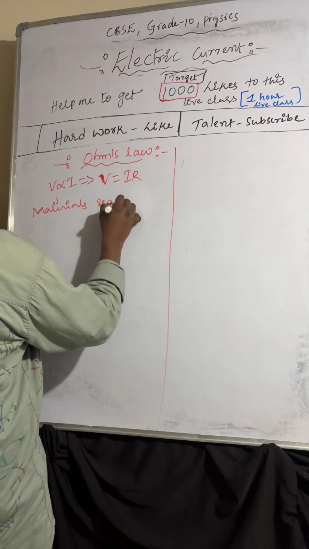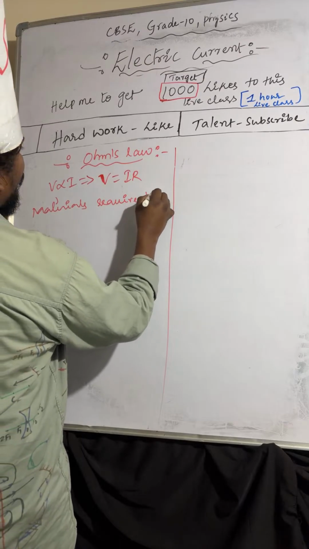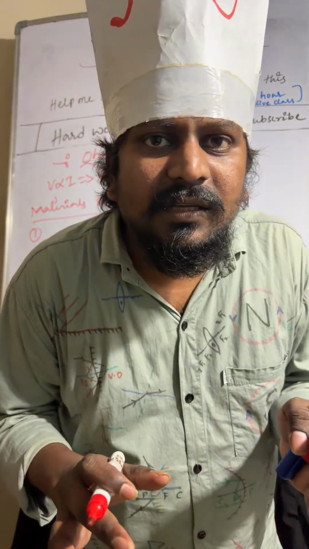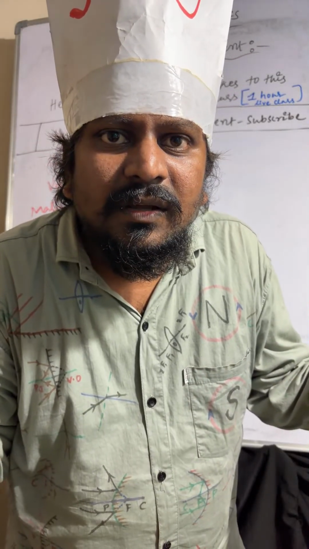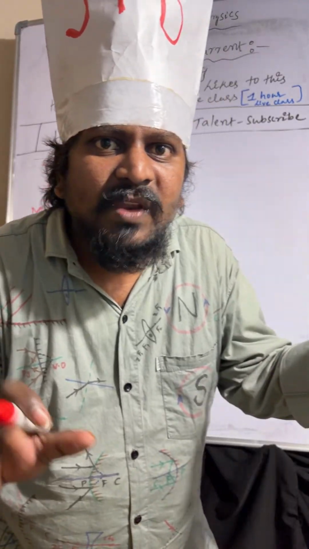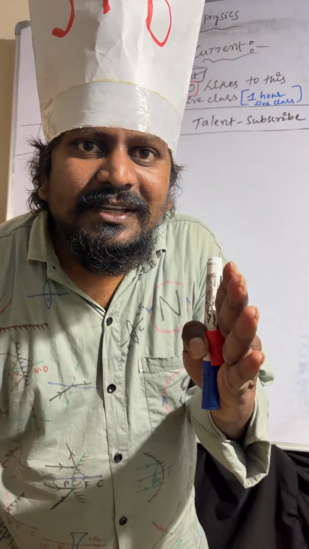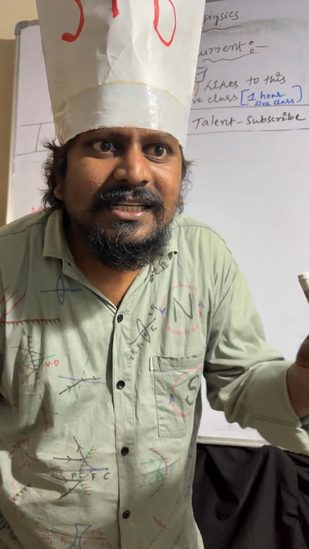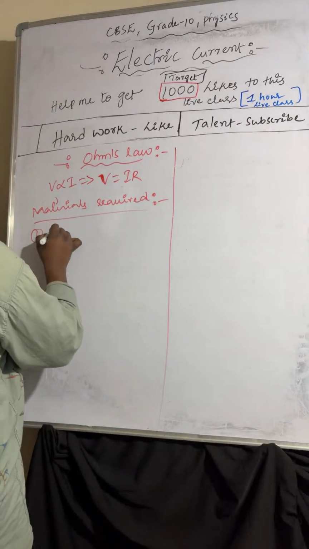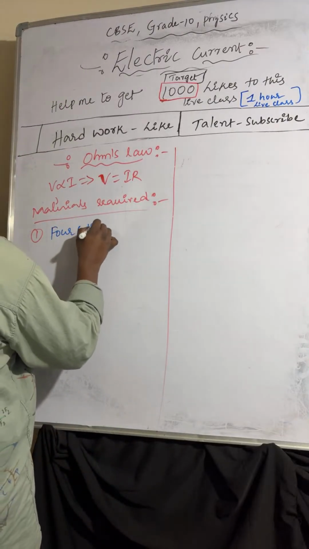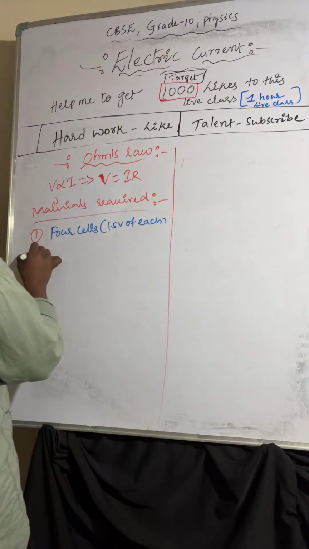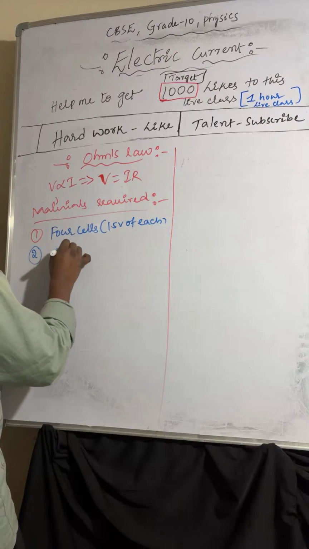Materials required. The first one is 4 cells, 1.5 volts each. Here are the 4 cells, 1.5 volts each. And coming to the second one, nichrome wire.